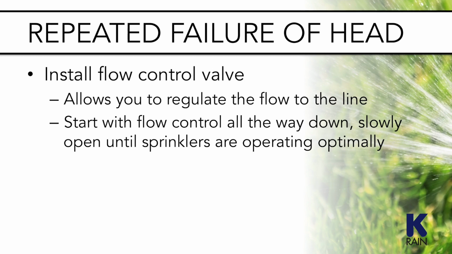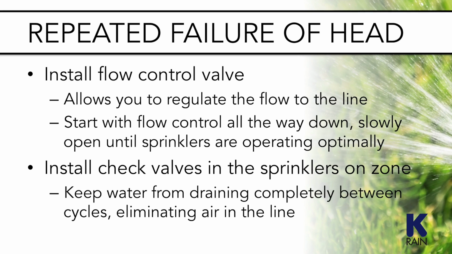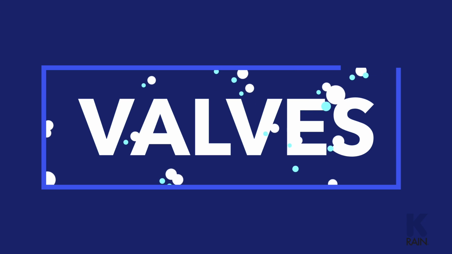The second thing to mitigate the issue is to install check valves in the sprinklers on the zone. This will keep the line from draining completely between cycles, eliminating the air in the line that causes the air hammer and pressure buildup.